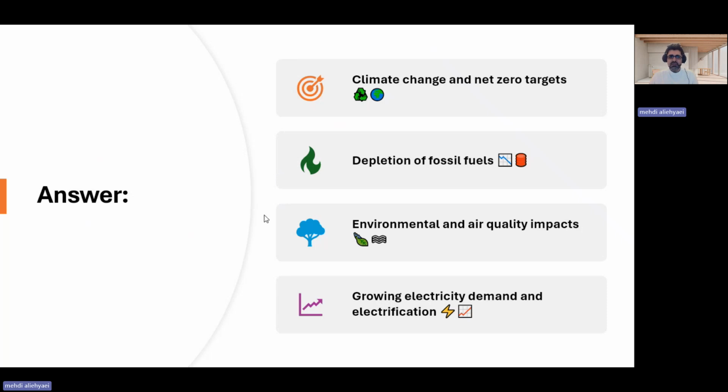And also, we know that fossil fuels cause pollution, which harms the environment and human health. So cleaner energy is needed. And finally, electricity use is growing because of electric cars and heating, and this extra electricity must come from clean and renewable energy sources.